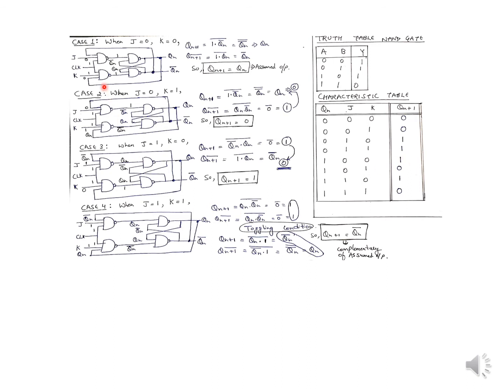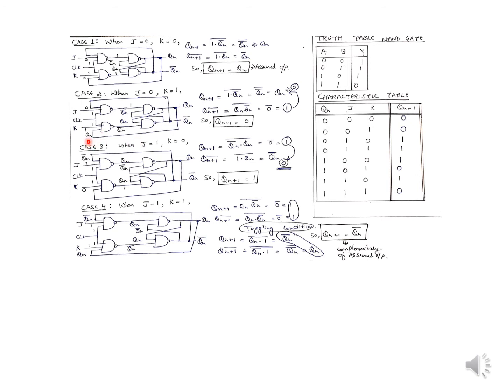Now the next case is when J equals 0 and K equals 1. It is the same NAND gate diagram of the JK flip-flop. Here you can see if any of the inputs is 0, the output is 1. Now here you can see K equals 1, the clock pulse is 1, but we don't know what the third input is. The third input is basically Qn.